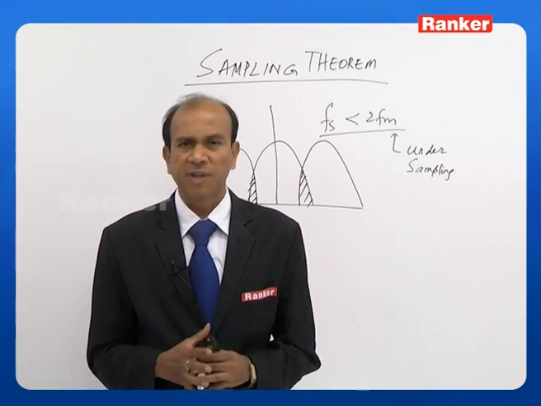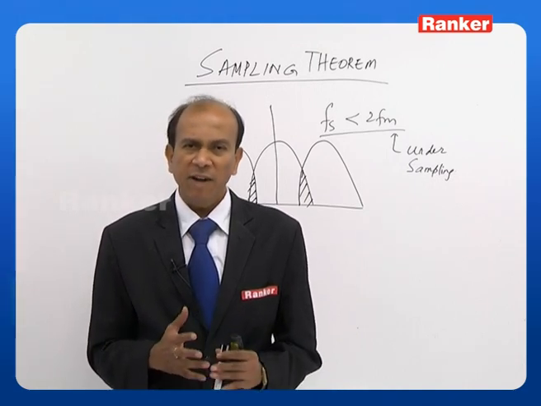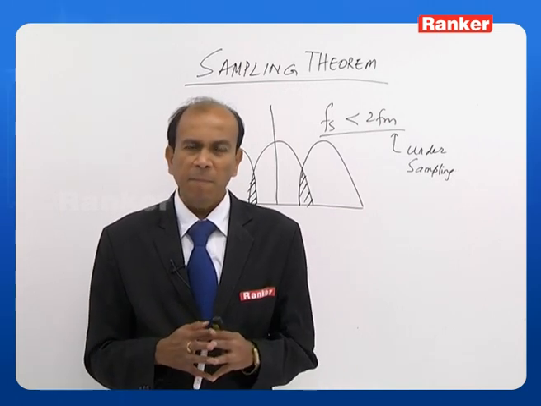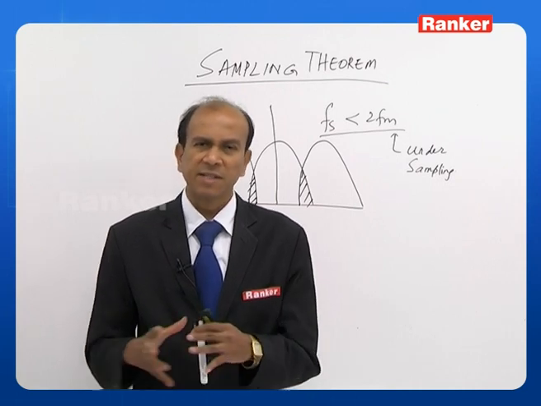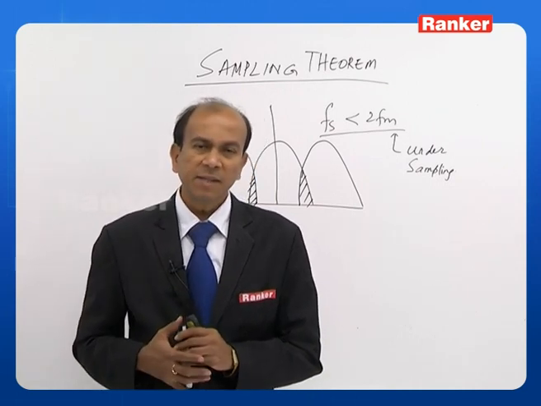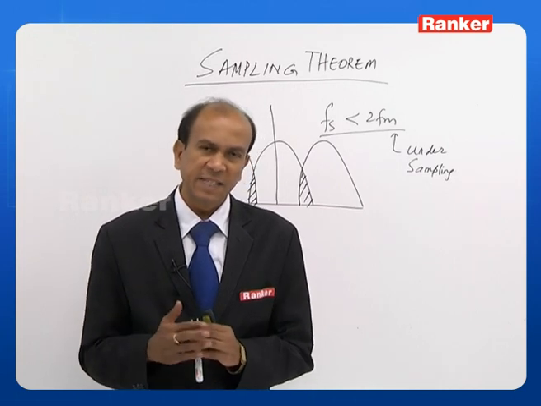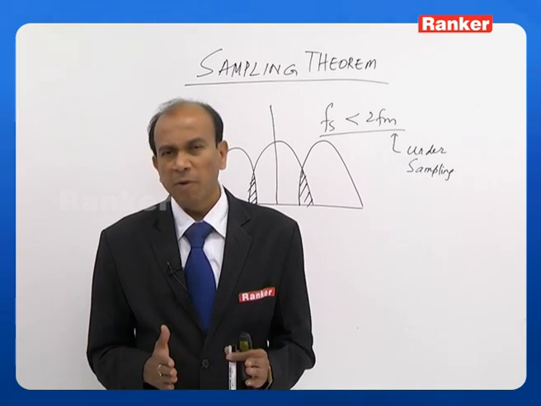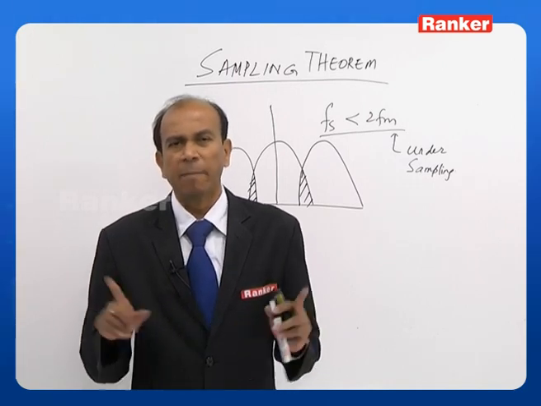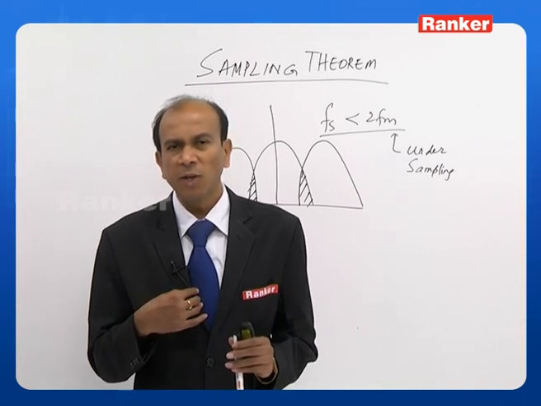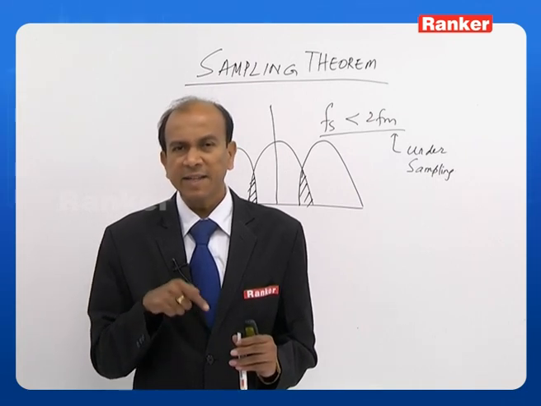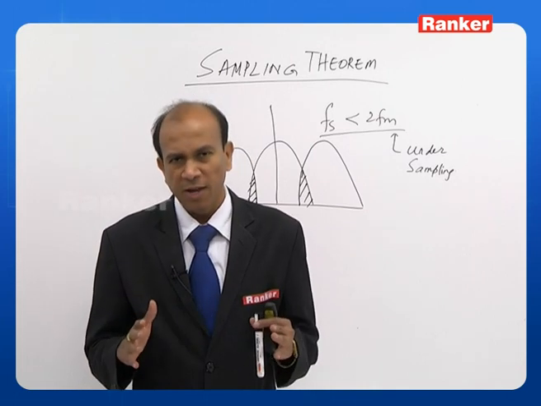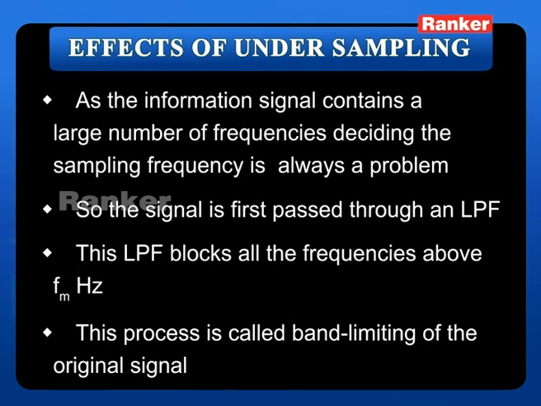So, what is the process done? Whenever you have such a signal having a huge number of frequencies, we pass it through a low pass filter having a certain cutoff frequency of FM. That means, even though the original signal has a large number of frequency components, we are limiting the number of frequency components which we are passing. This is called band limiting. The band we are limiting to is decided by the low pass filter, whose cutoff frequency we are assuming is equal to FM. So, this process is called band limiting.